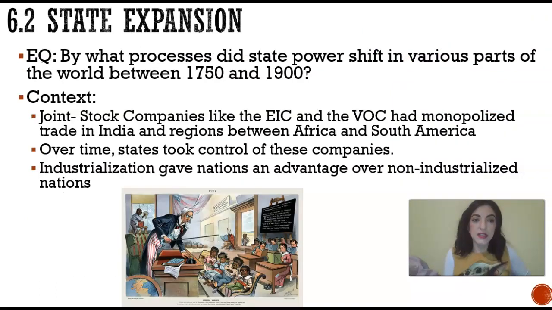Okay, 6.2, state expansion. So by what process did state power shift in various parts of the world between 1750 and 1900? You're going to see the power shift, especially moving away from monarchies, which means the kings and the queens are not necessarily going to be in charge, but it's going to be more like privatized companies, like joint stock companies, like the East India Trading Company, like the Dutch East India Trading Company, who have monopolies in areas like India, Africa, South America.